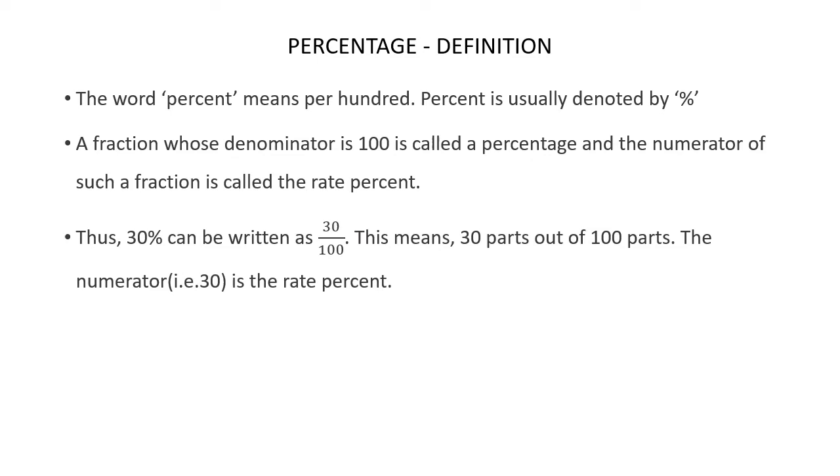So what is the meaning of percentage? The word percent means per hundred. Percent is usually denoted by this symbol. A fraction whose denominator is 100 is called a percentage, and the numerator of such a fraction is called the rate percent. Thus, 30% can be written as 30 by 100. This means 30 parts out of 100 parts. The numerator, that is 30, is the rate percent.